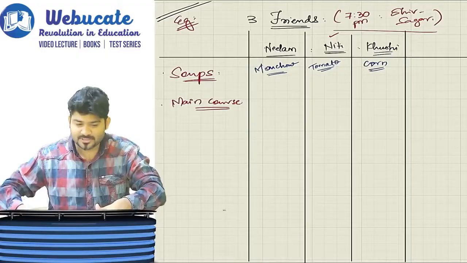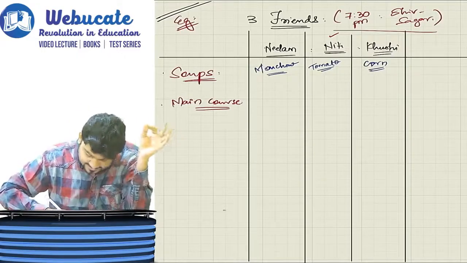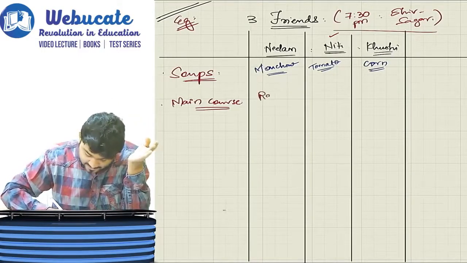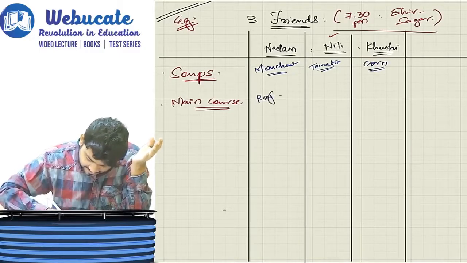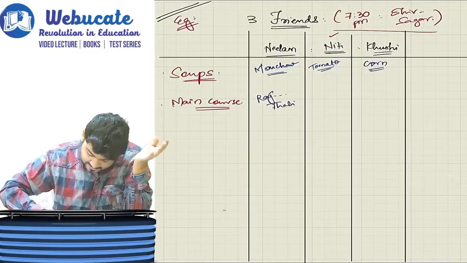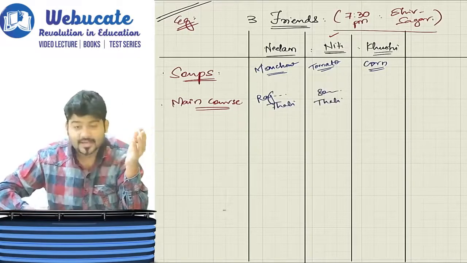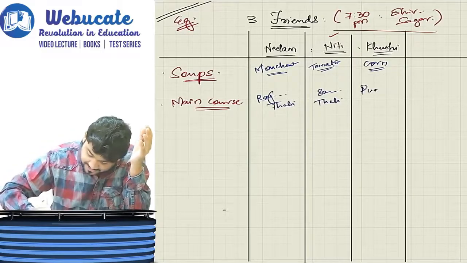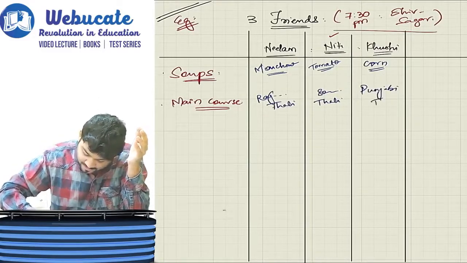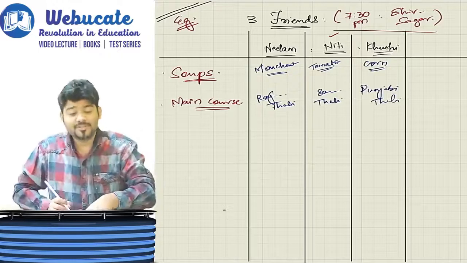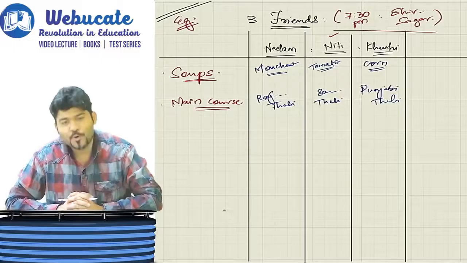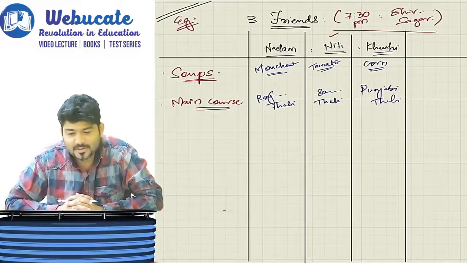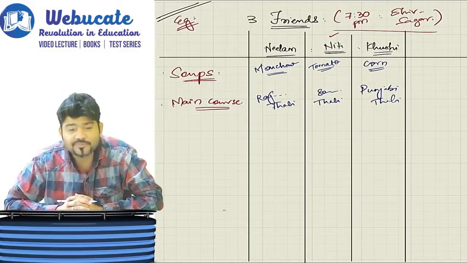Okay, sir. So what Mr. Sankalp has done, he has said there are three types of thali. One is a Rajasthani thali. So for Neelam, we are ordering a Rajasthani thali. Then there is a South Indian thali. For Neeti, we are ordering a South Indian thali. And for Khushi, we are ordering a Punjabi thali. All right. So now they have ordered the main course as well.